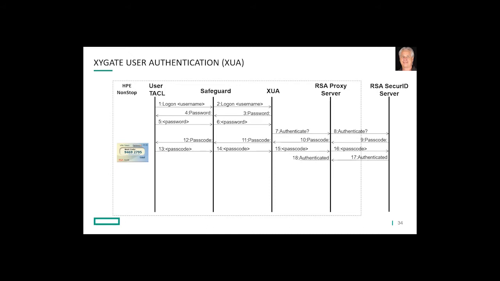If the NonStop password is correct, an authentication request is then sent to RSA. RSA responds with a passcode request. If the correct RSA passcode response is returned, the user is authenticated and the logon is allowed.